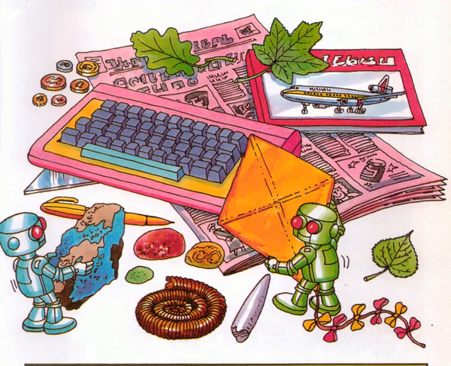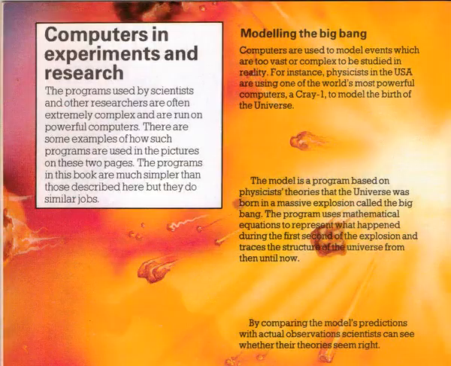There's a program about tossing coins, a program about bouncing balls, pulse rates, modelling of journeys, economic modelling, running an airline, experiments with tensors, looking at results, databases. The programs used by scientists and other researchers are often extremely complex and run on powerful computers. The programs in this book are much simpler than those described here, but they do similar jobs.